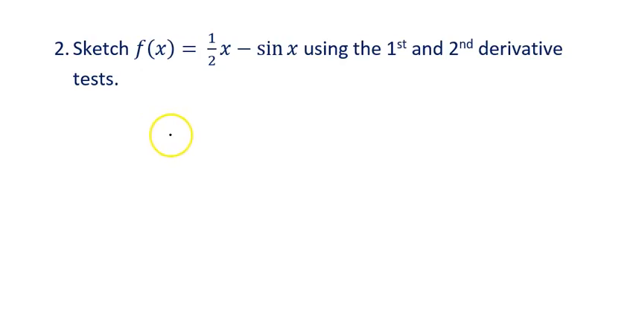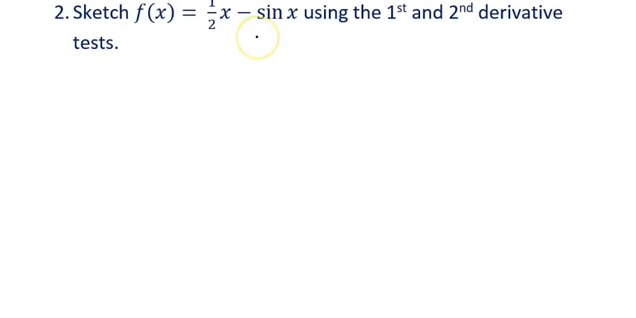Okay, so let's move on to another example, and I chose this example because we do have some trig involved and we have to think about our unit circle. And so we want to sketch this function using the first and second derivative tests. And so if I come down here, my first derivative of 1/2 x would just be 1/2 minus, and then the derivative of sine is cosine.